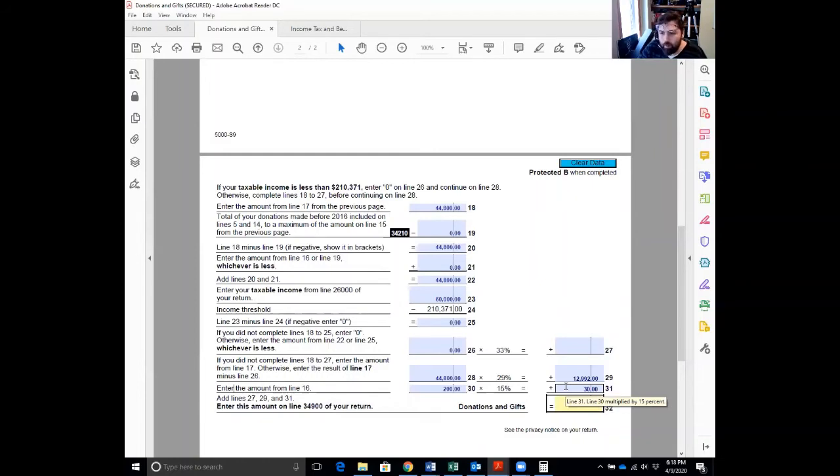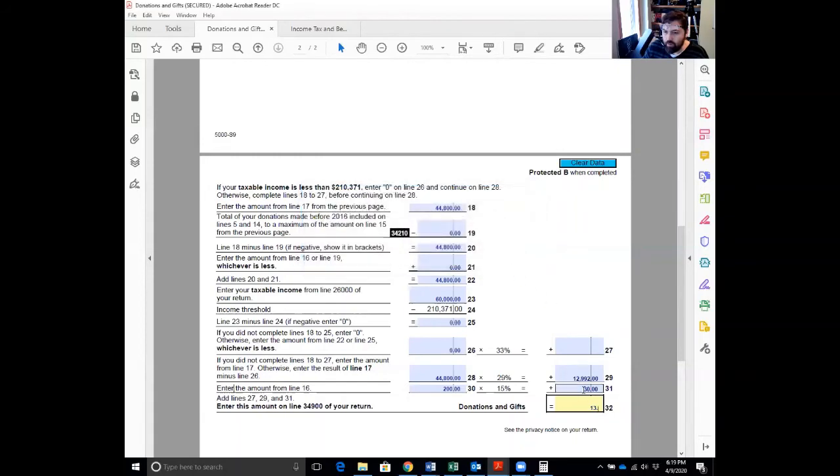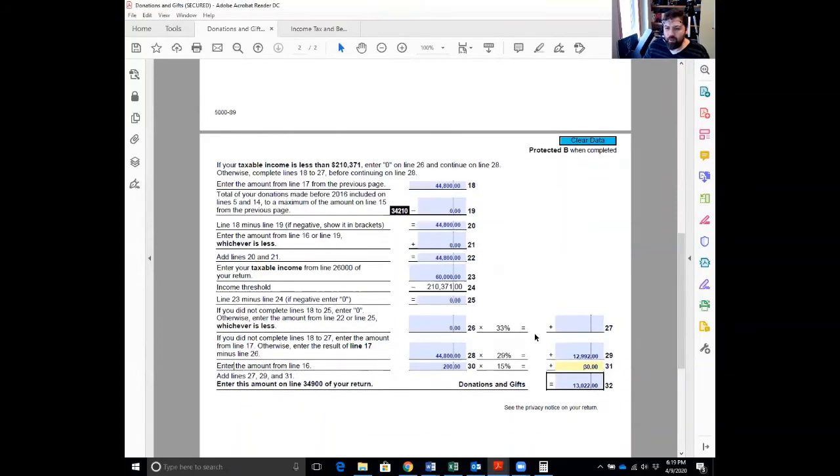So what are our donations and gifts amount here? We're going to end up with 13,022. Oops, typo here. Got to get rid of that period. 13,022. So what is happening here? What's happening here is anything over any donation that you make over 200, you're going to get a tax credit of 29%.